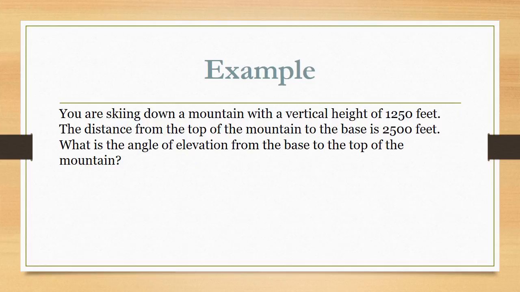You're skiing down a mountain with a vertical height of 1250 feet. The distance from the top of the mountain to the base is 2,500 feet. What is the angle of elevation from the base to the top of the mountain? Okay, so again, draw a picture of this, draw a sketch, label it, and give it a try. Pause the recording, resume to check your answer.